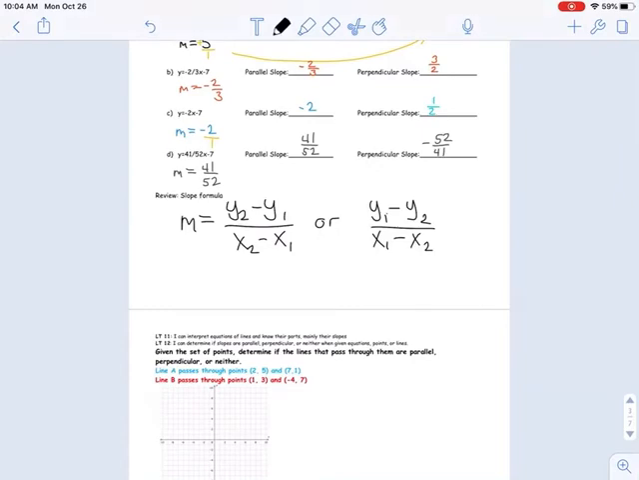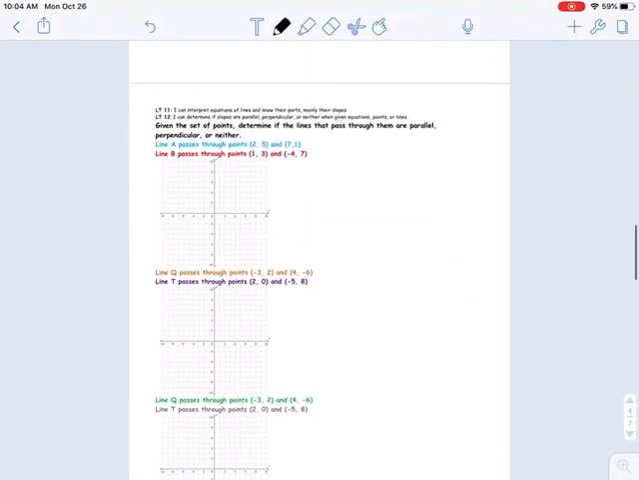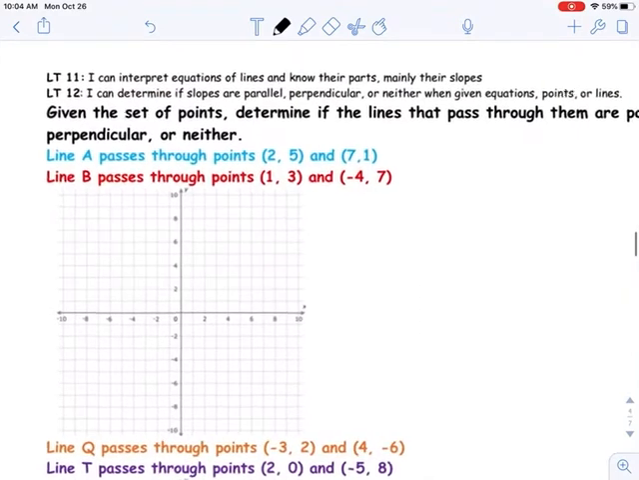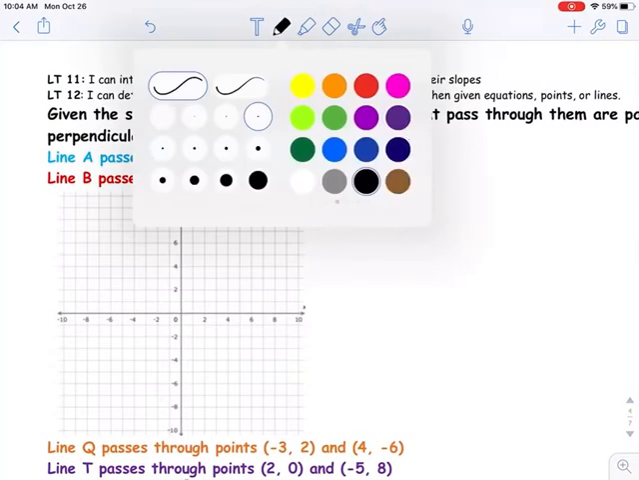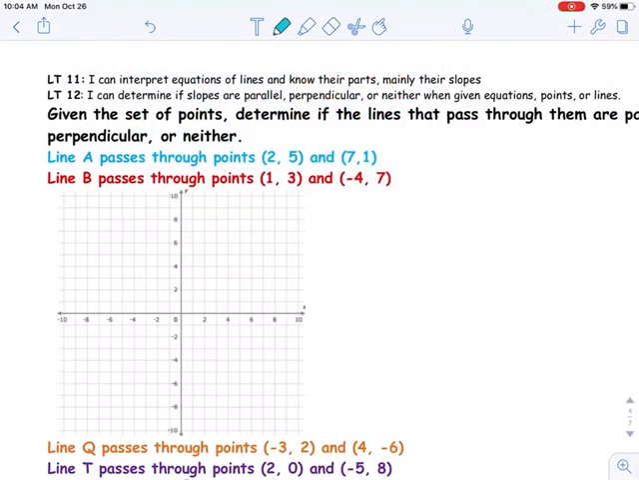So given the set of points, determine if the lines that pass through them are parallel, perpendicular, or neither. Let's use the slope formula, because we do need to practice that. Of course we could plot the points and count, but we also have to be good at using a formula and all that fun stuff, because a formula never fails.